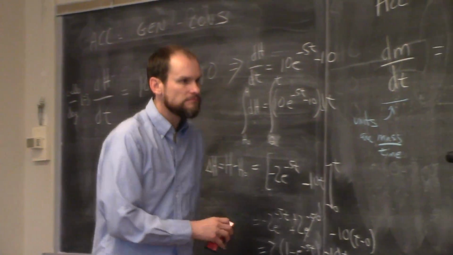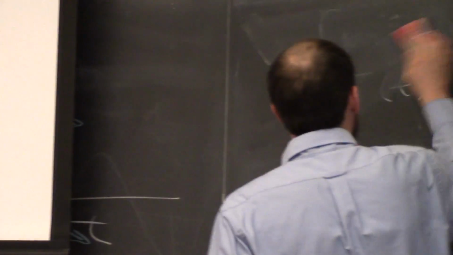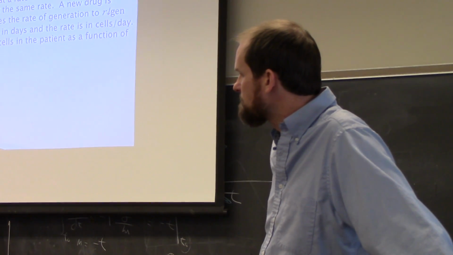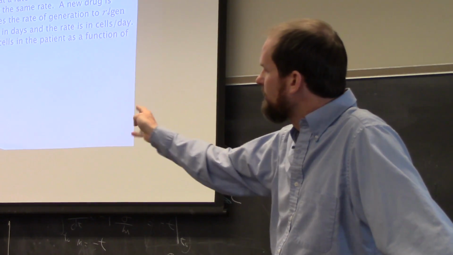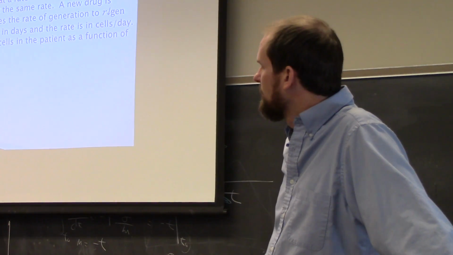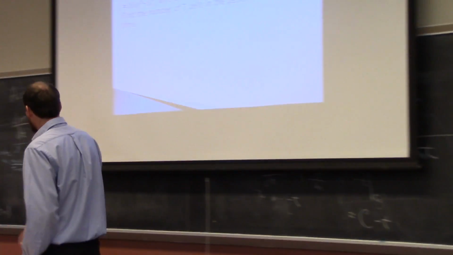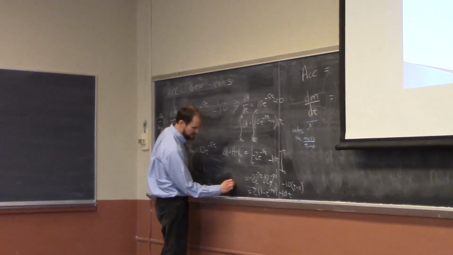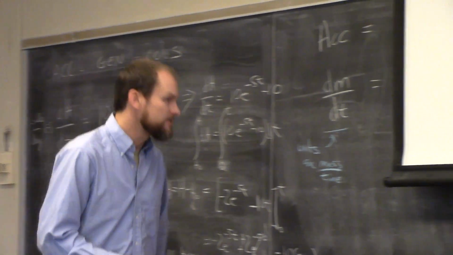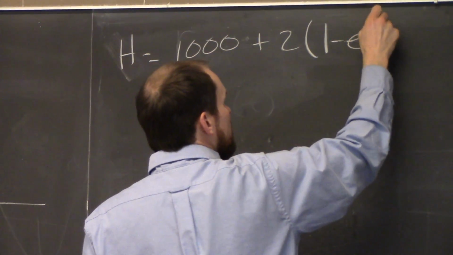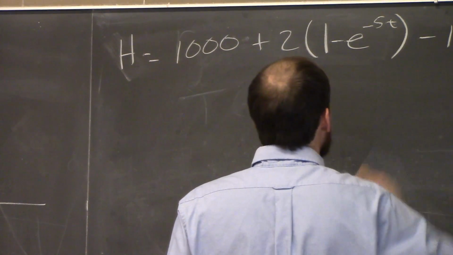Am I done? What else? Real close. I have to solve for the constant of integration to get a particular solution, because I didn't use a definite integral. You can also just put plus C and then solve for it. I put H minus H naught on the left, and H naught is 1,000, so this is actually H minus 1,000. So I'm just going to add that on the other side. So H equals 1,000 plus 2 times 1 minus e to the minus 5t, minus 10t.